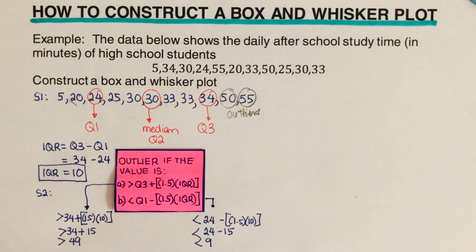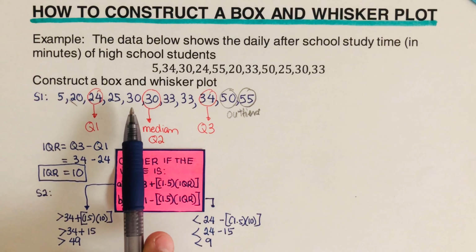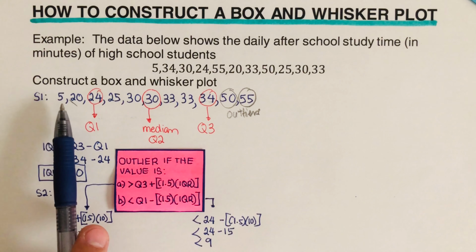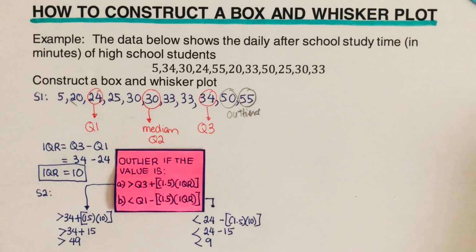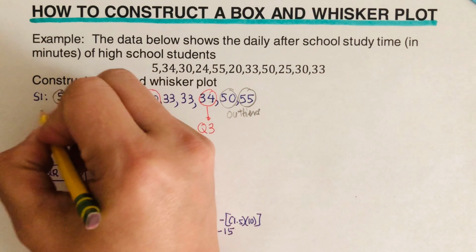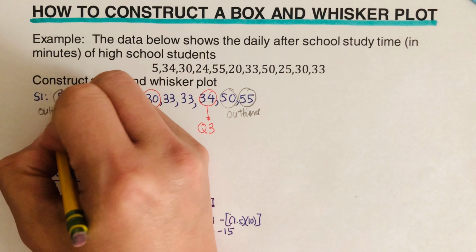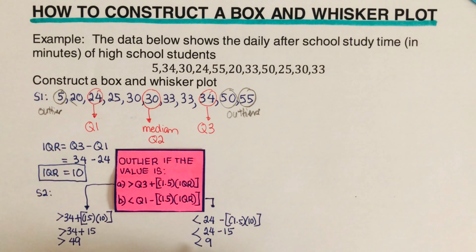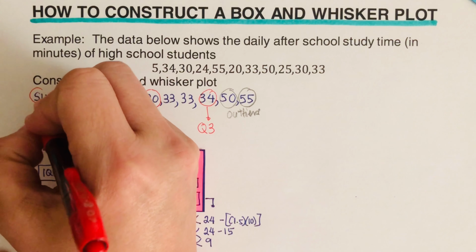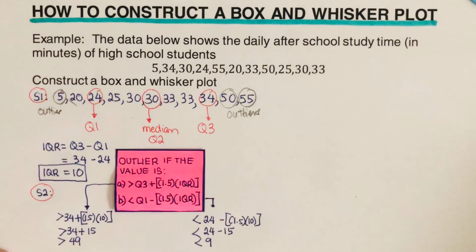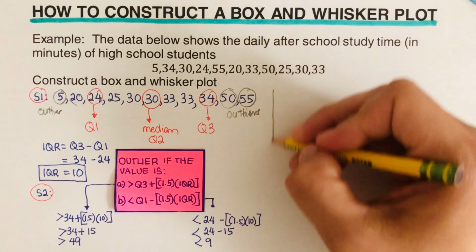So let's look at the small values here. Anything less than 9 is 5. So then we can go ahead and label this as one of our outliers, because again, it is less than 9. So those are the outliers. So that's the second step. So if we were to label this as the first step, and this is the second step, now we move on to the third step.